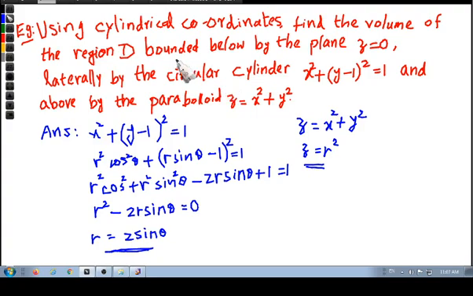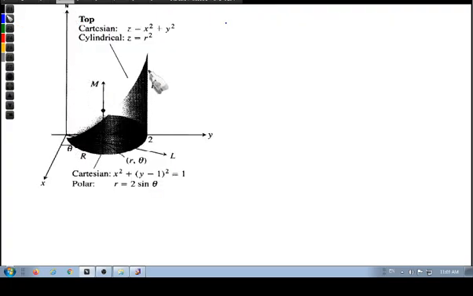So the region is bounded below by the plane z equals 0, above by the paraboloid z equals x squared plus y squared. And you know how the paraboloid z equals x squared plus y squared will look. And laterally, in the sides, by the circular cylinder, this thing. So this is that cylinder.